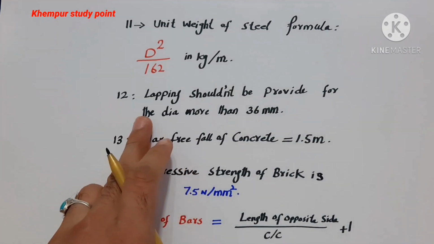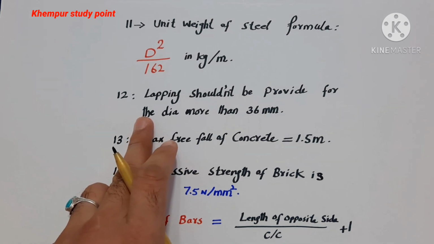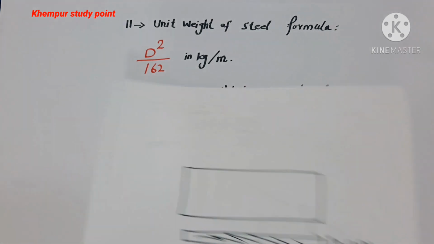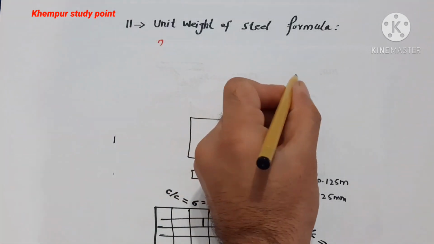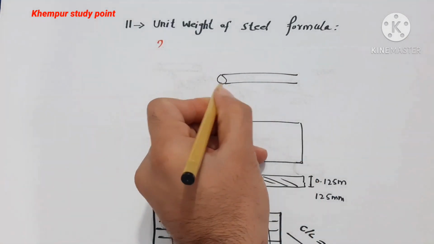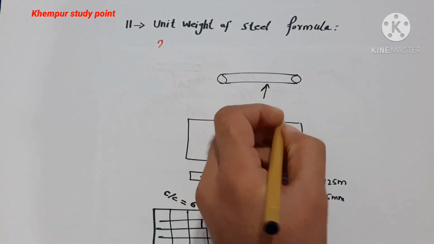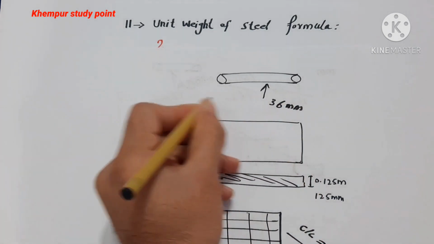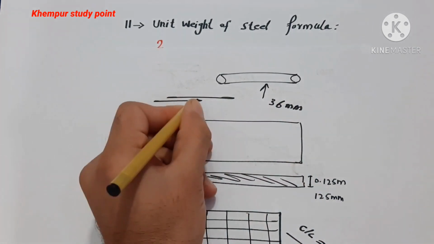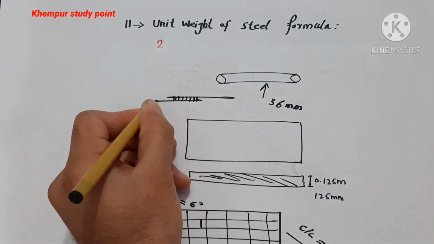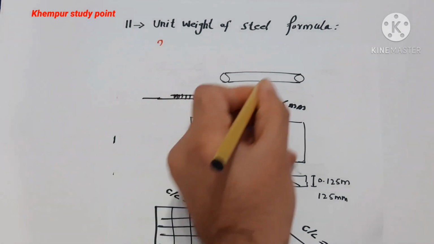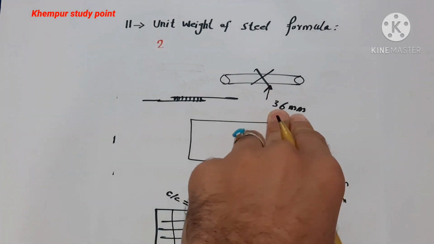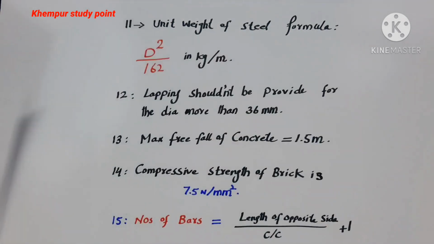Guys, the 12th one is lapping should not be provided for dia more than 36 millimeter. For example, you can see this is a steel rod. If the dia is more than 36 millimeter, the lapping should not be provided. This is lapping, guys, you can see. Less than this you can use it, but for larger ones you can use the coupler method or any other one.